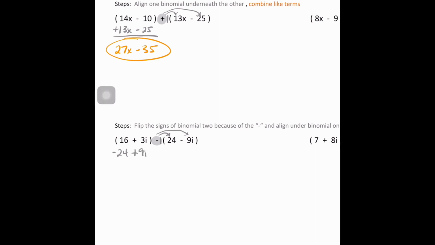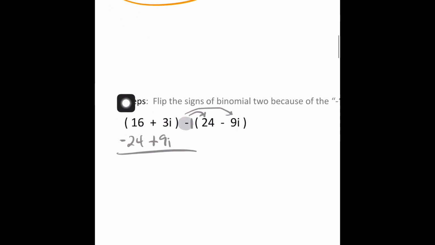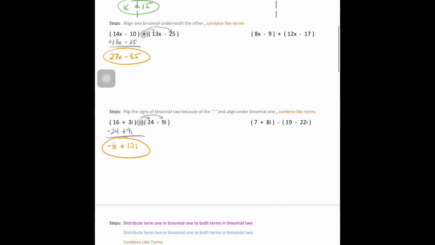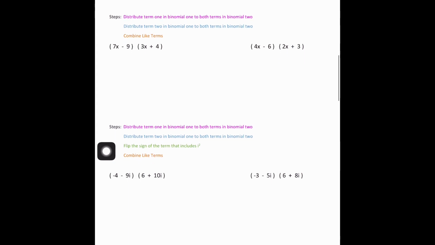And now we can combine the like terms, and that's all that is. 16 minus 24 is negative 8. 3i plus 9i is just positive 12i. Go ahead and circle your answer. Feel free to pause the video, jot that down, and go ahead and give it a go yourself. All right, moving forward. All right, we have a 3-stepper here.